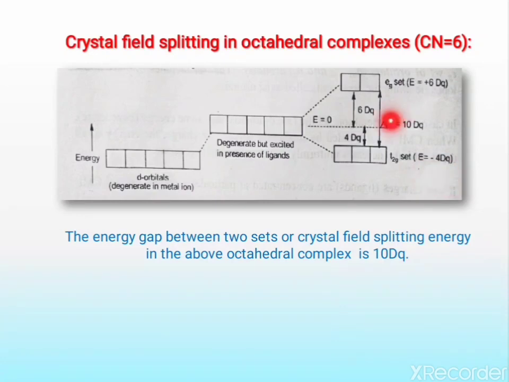Del naught is nothing but the energy gap between the T2g set and Eg set of orbitals. Del naught is equal to 10 Dq for octahedral complexes. This is the crystal field splitting in octahedral complexes.